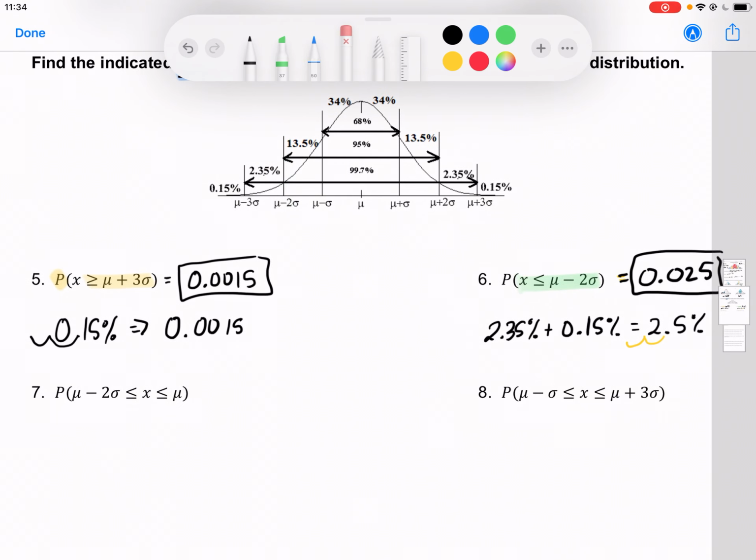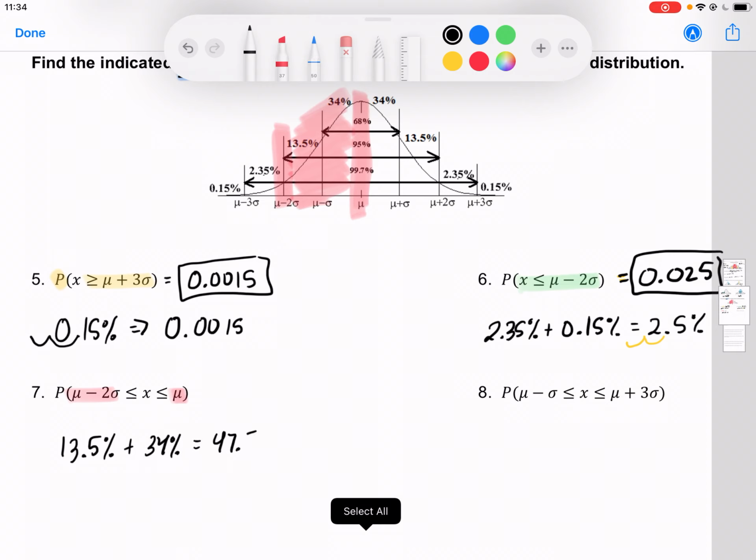All right, next one. This one's going between 2 values, so we're going between this value right here and the mean right here. So we're just doing everything in between. And I'm going to do the percentages first. So we've got 13.5% plus 34%, which is 47.5%. And once again, because the question asked for a probability, we're just going to convert that to a decimal. So we get 0.475.